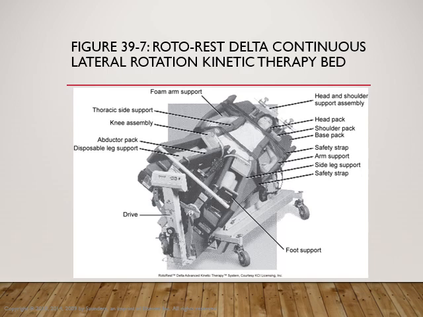Figure 39-7, Rotorest Delta Continuous Lateral Rotation Kinetic Therapy Bed. Note the foam arm support, thoracic side support, head and shoulder support assembly, head, shoulder, and base pack, safety straps, arm and leg supports, foot supports as well.